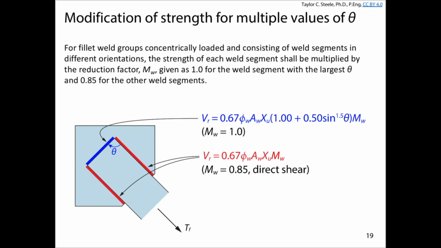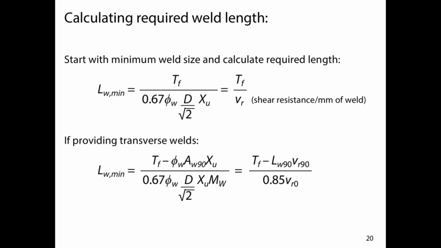So depending on which option you choose, you can do either. The first situation, you say, I want to do just longitudinal welds. I'm not going to have a transverse weld. If you don't have a transverse weld, then you don't need to reduce the strength of any of the welds by that MW factor. And all you need to do is figure out what your minimum weld length is.